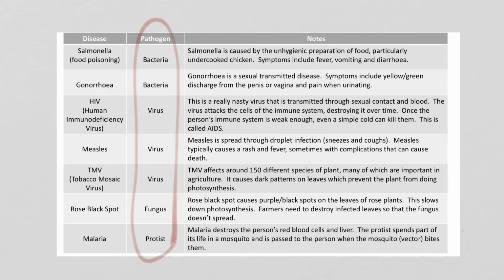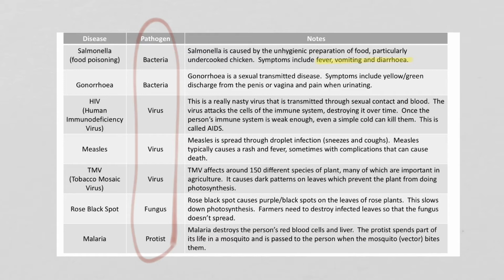Salmonella, a lot of people have probably had salmonella food poisoning. It's not very pleasant. It can involve fever, vomiting, and diarrhea, just general unpleasantness. And it's usually caused by the unhygienic preparation of food, particularly undercooked chicken or other sorts of meats. The bacteria is on the food, and it's one of the reasons why we need to cook food, is to kill the pathogens that can be living on it.